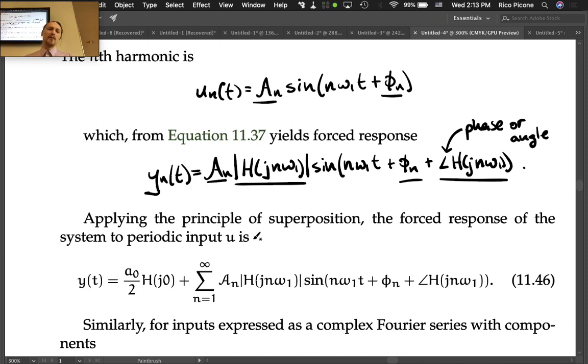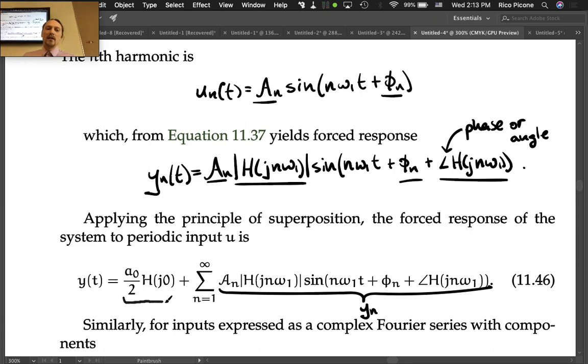So we'll focus on the second term first, the sum. We're essentially just summing up all of these y_n's here, so y_n from this expression above. And what we get then is the total output if you put all of those sine components in, or if you put in that periodic function.